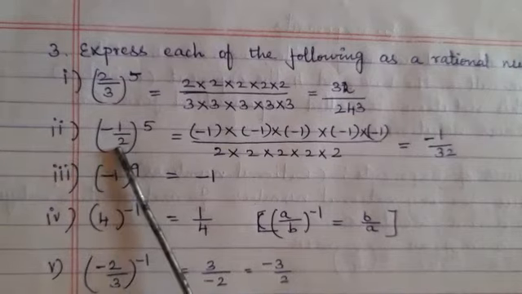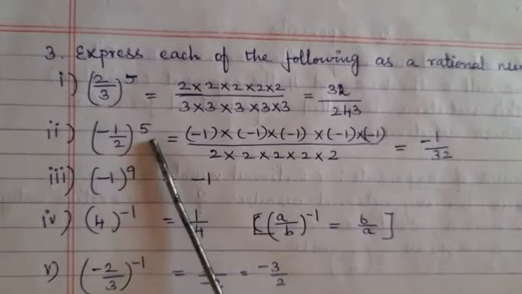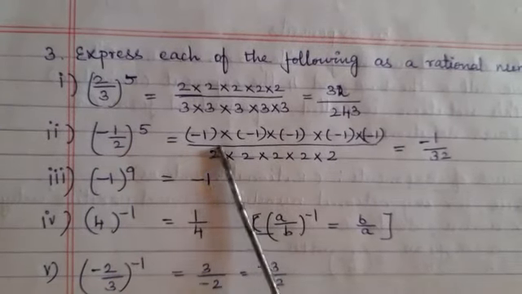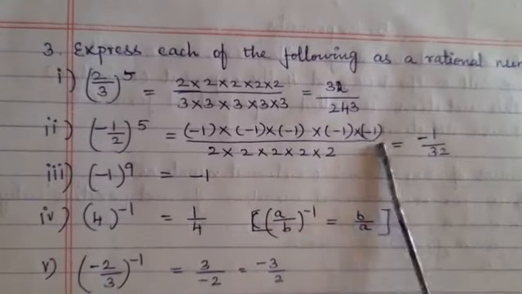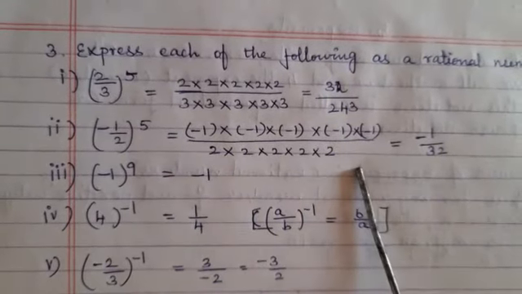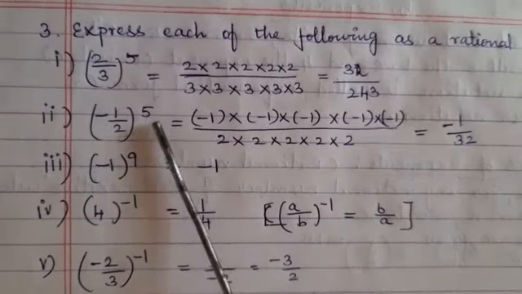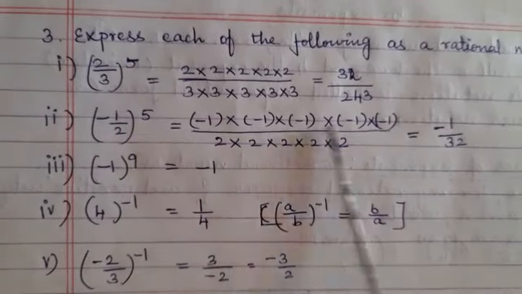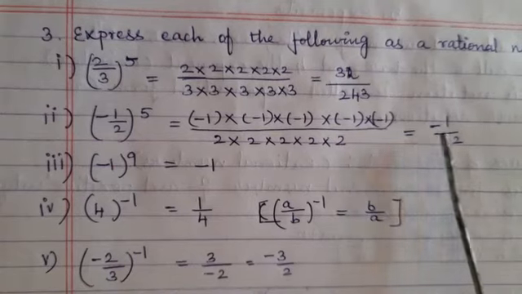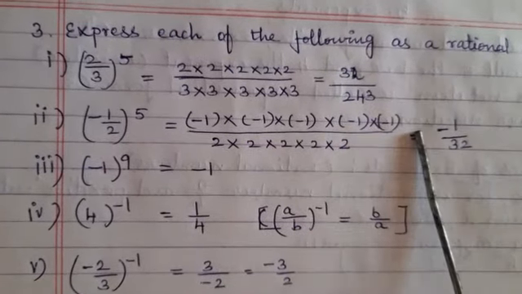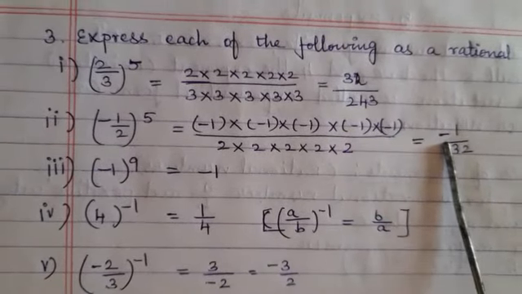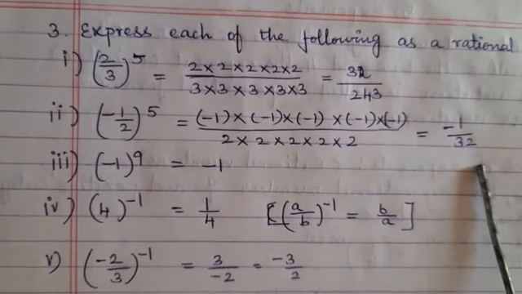Number 2: (minus 1 by 2) the whole power 5. The same way we do it. I have expanded minus 1 five times, and in the denominator 2 is multiplied five times. First you have to multiply the sign. Here the power is an odd number, so it is minus into minus five times, which gives a negative sign. The answer is minus 1 by 32.